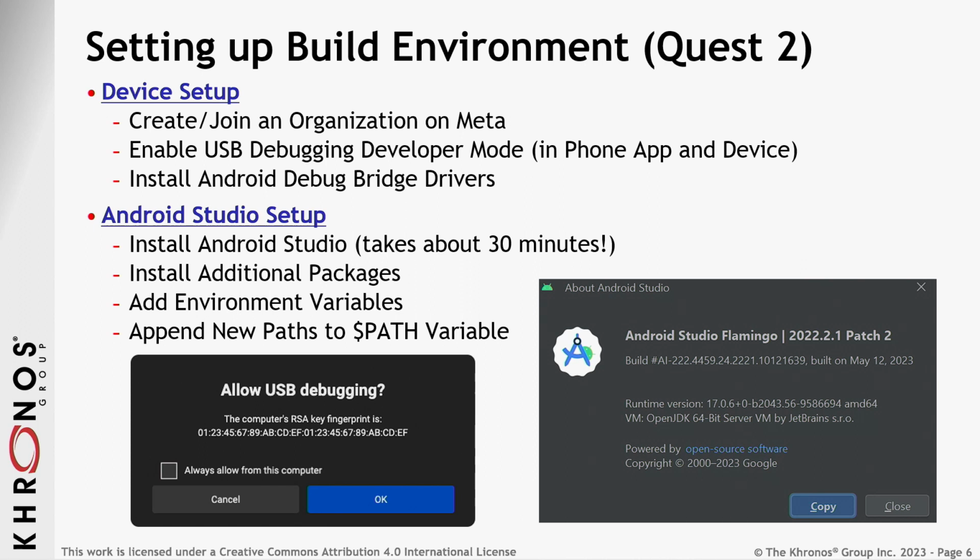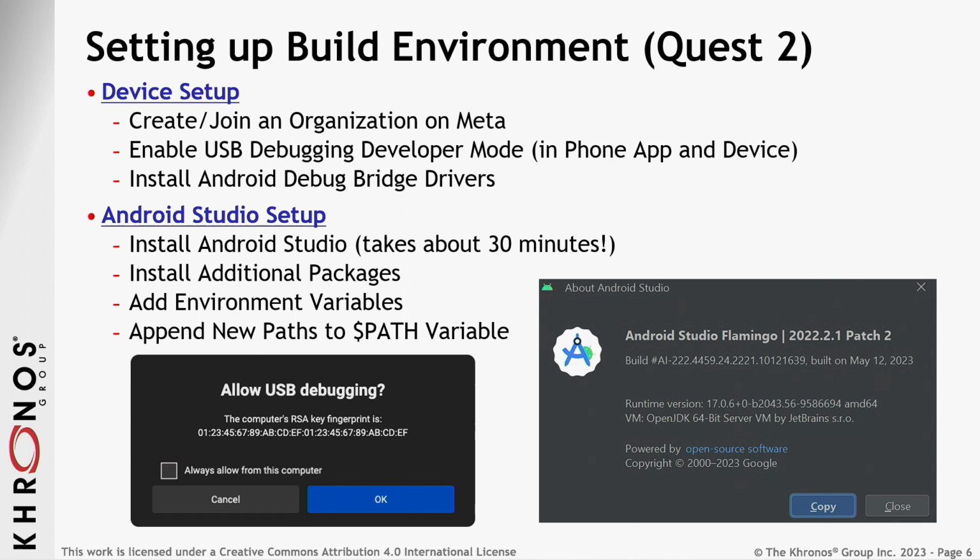You need to enable USB debugging. This is so that when you connect the Quest 2 to your computer, it actually sends all the signals over. One gotcha is that you have to do it in both the headset itself, but also the phone app. If you don't do it in the phone app, then it's not going to sync. And finally, you need to install the Android drivers, just to be able to connect through Android's ADB interface. So that's all pretty quick.